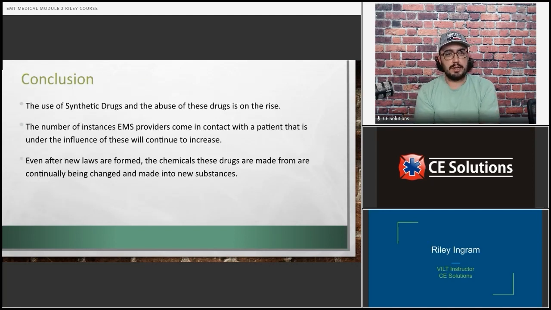All right, conclusion. The use of synthetic drugs and the abuse of these drugs is on the rise. The number of instances EMS providers come in contact with a patient under the influence of these will continue to increase. Even after new laws are formed, these chemical drugs are continually being changed and made into new substances. All they do is take one chemical out and put a new one in, and that makes it legal again because they listed the other chemical as being illegal. Well, I didn't put that one in there, I put this one. That's a different makeup, and that's how they're getting away with it currently. It's just a cat and mouse game is all it is.